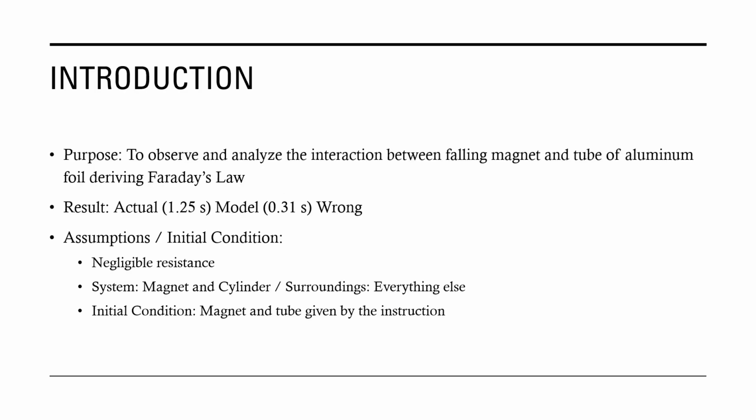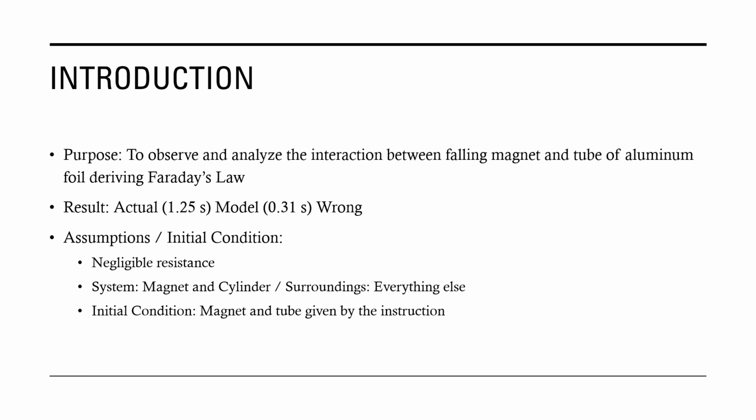The purpose of this lab is to observe and analyze the interaction between a falling magnet and an aluminum tube, which was used instead of copper wire, to derive Faraday's law. The result turned out to be that the actual value for the time was 1.25 seconds. However, the model turned out to be 0.31 seconds, which is totally off.